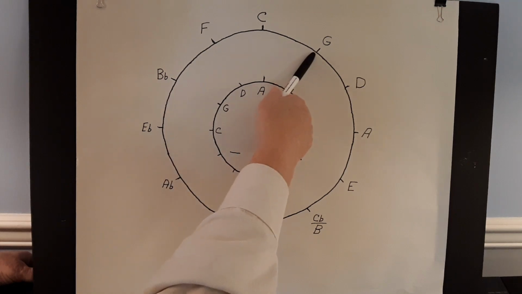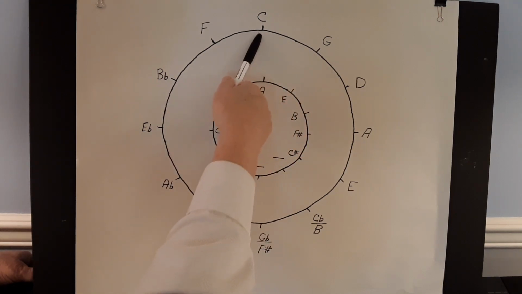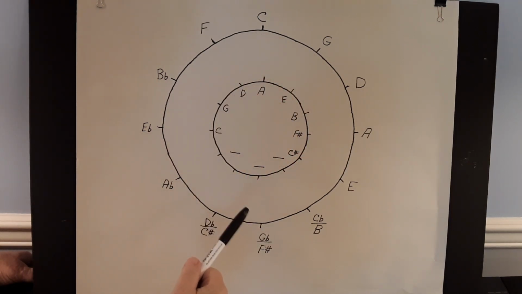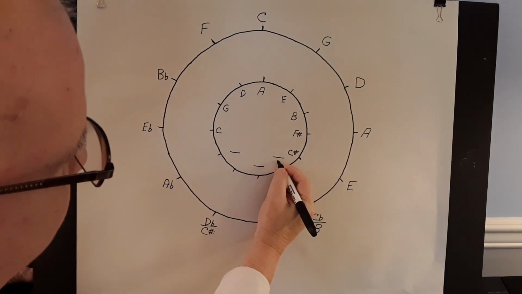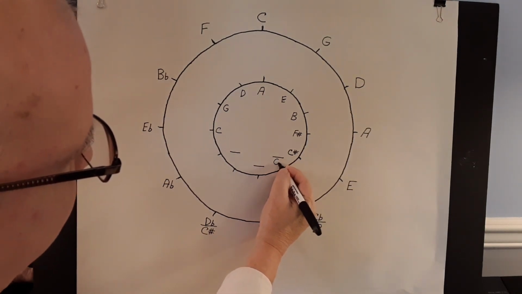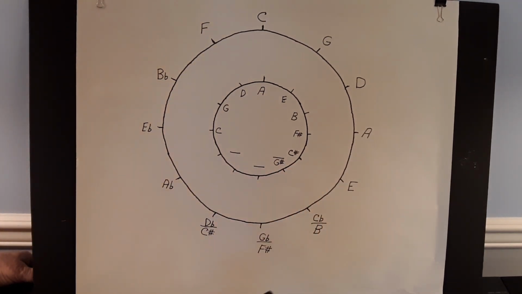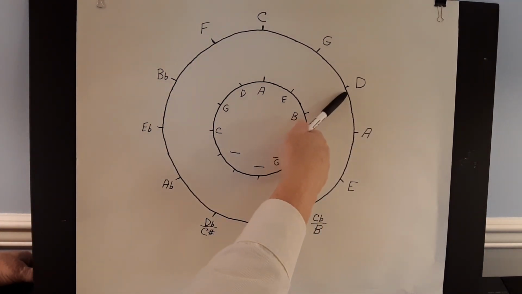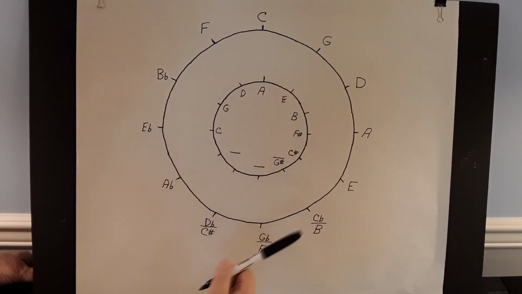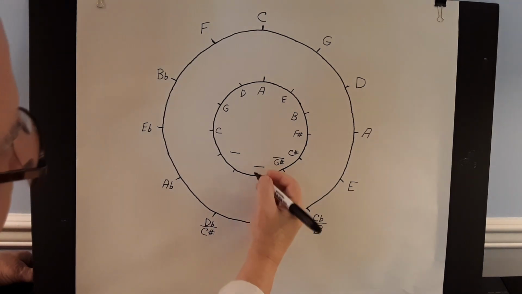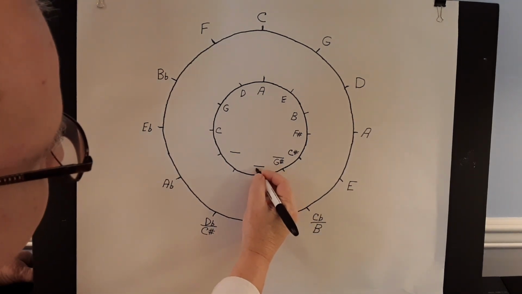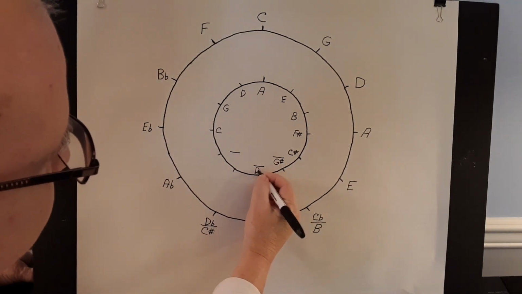If G is a fifth interval up from C, then G sharp has to be a fifth interval up from C sharp. So G sharp goes right here. If D is a fifth interval up from G, then D sharp must be a fifth interval up from G sharp. So we'll put D sharp right here.